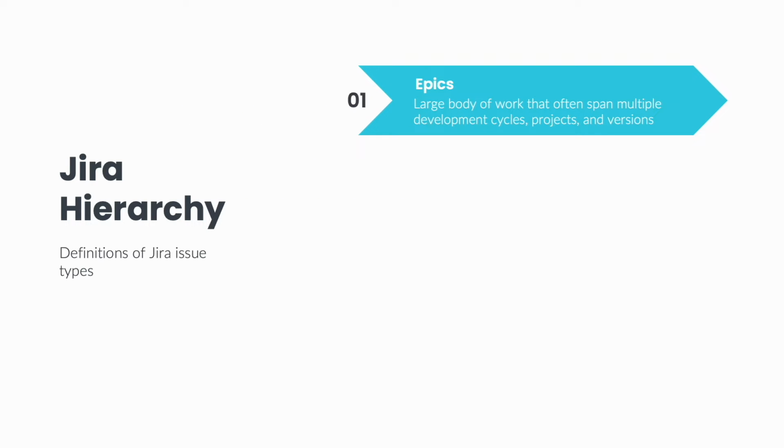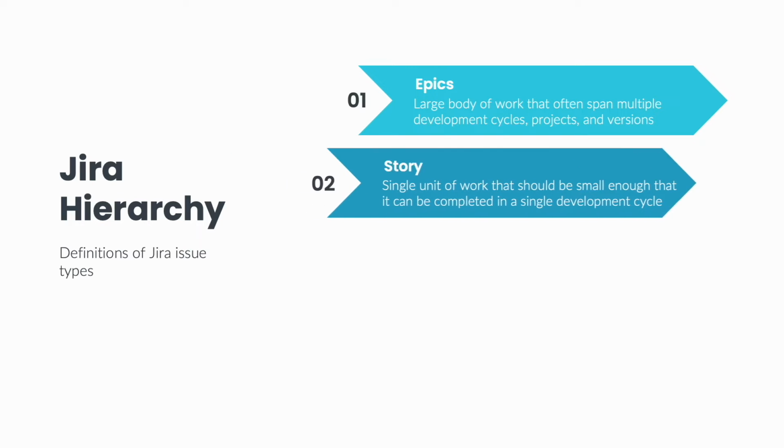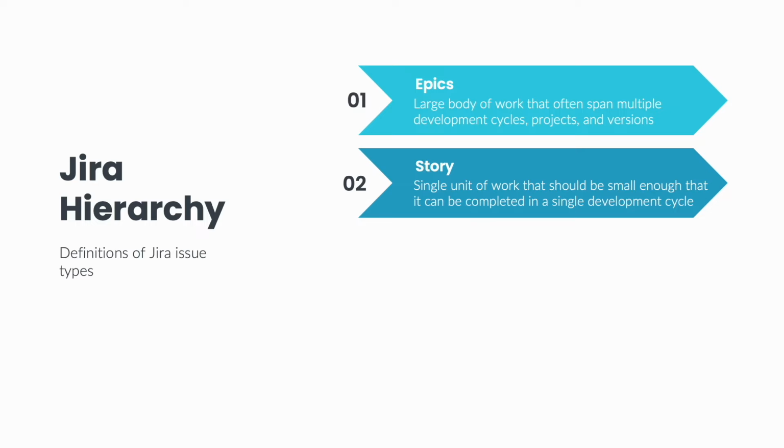An epic is a large body of work made up of subsidiary stories. Epics will often span multiple development cycles, projects, and versions. Epics are broken down into smaller work items to be achieved. These smaller work items are stories. A story is a single unit of work that, taken alongside a larger group of stories, constitutes an epic. A story should be small enough that it can be completed in a single development cycle.